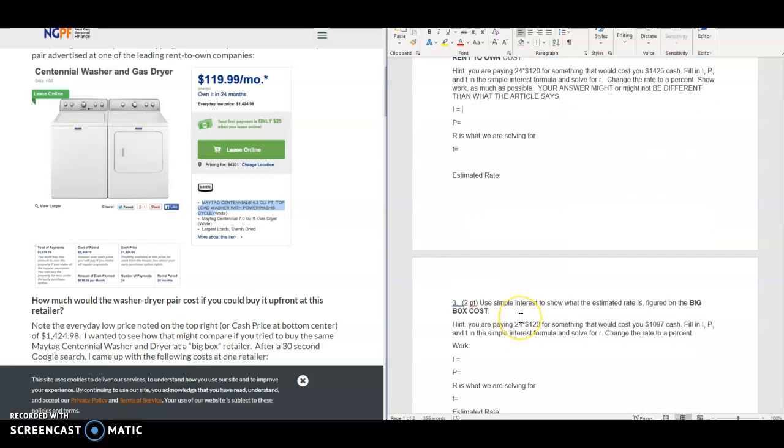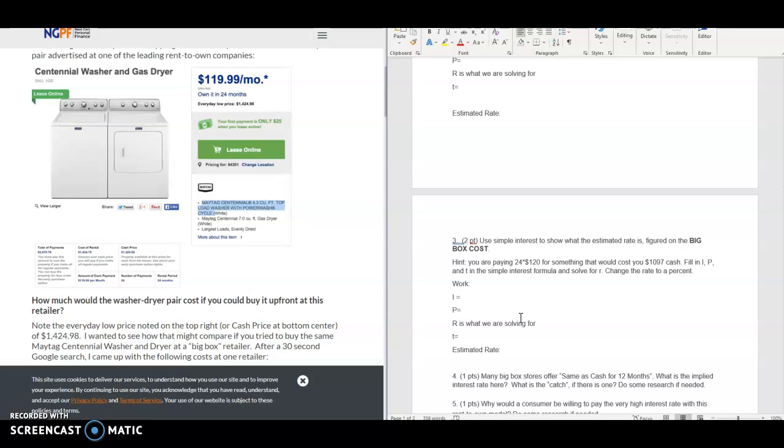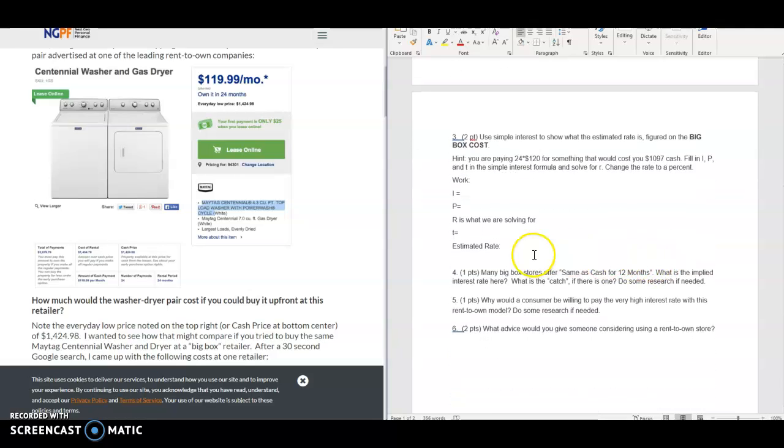And then you do the same thing in number 3. Number 3, though, is using the big box price as the principal. So again, you'll solve for R and find out what that rate is.